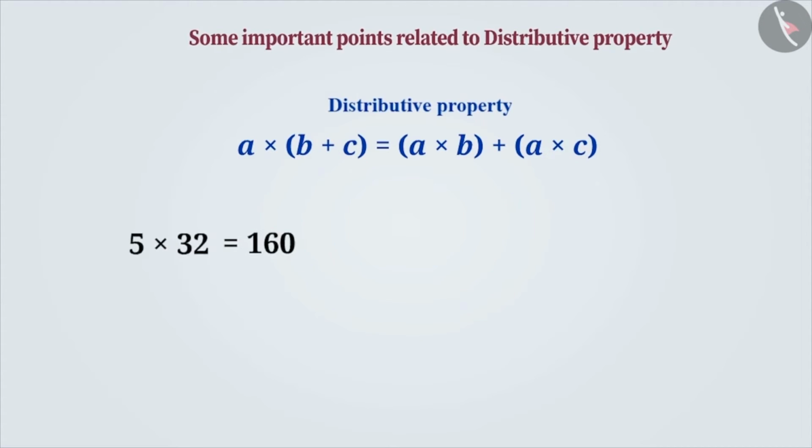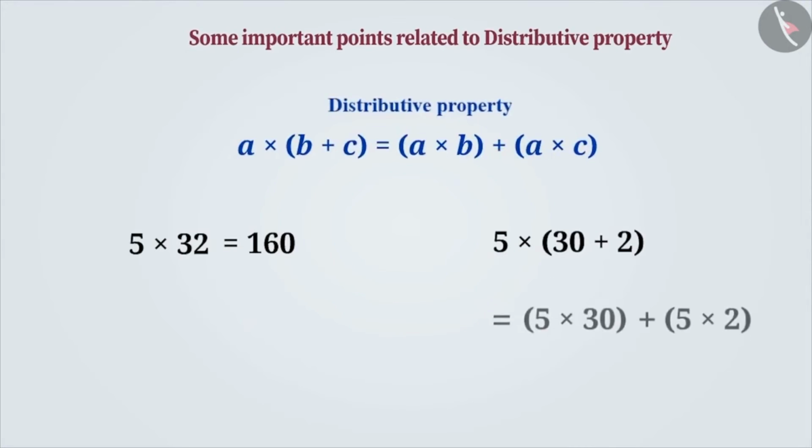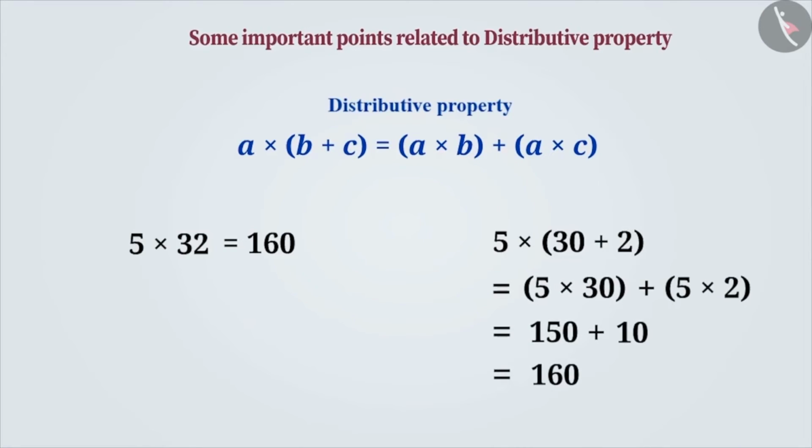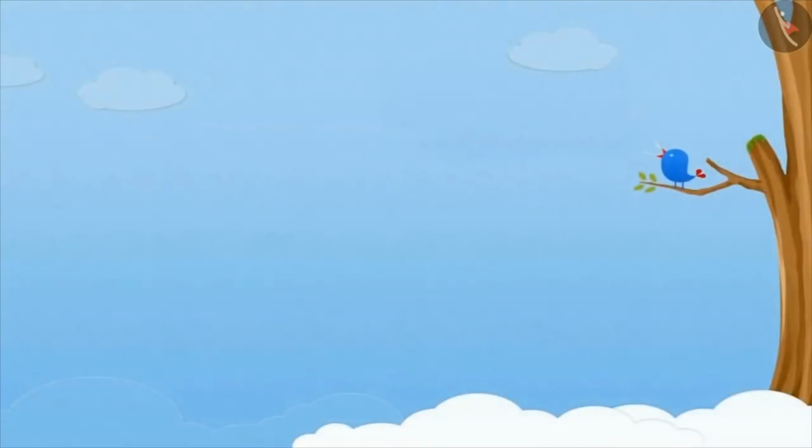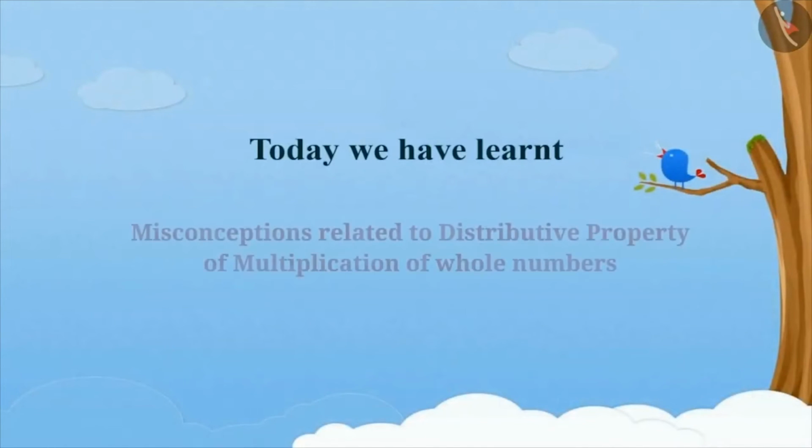In our daily life, we come across many situations where we can use the distributive property to multiply two numbers without manually multiplying the numbers on paper. That is why this is an important property. Today, we have seen some misconceptions related to distributive property of multiplication of whole numbers.